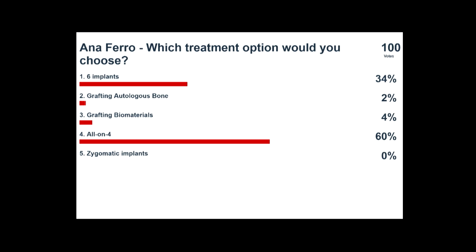60% have voted on All-on-4 as the treatment of choice, and that's actually what Anna decided. 34% have decided on 6 implants. 34% is a lot of people. 2% on grafting with autologous bone, and actually 4% with grafting with biomaterials, 0 zygomatic implants. So I will call the next speaker now, and at the end we will discuss some of these results.